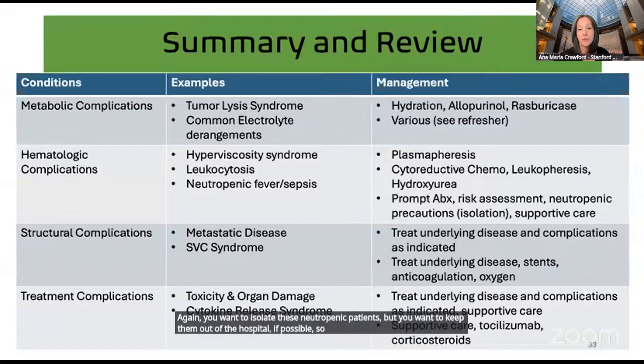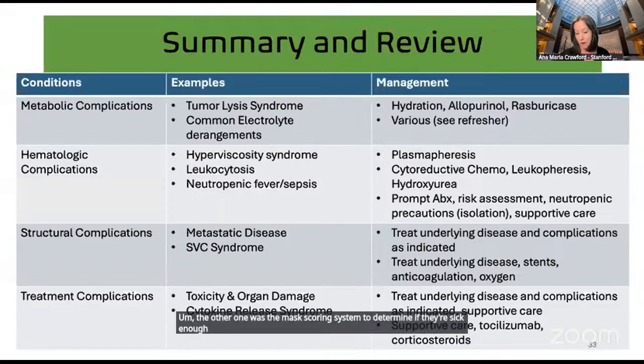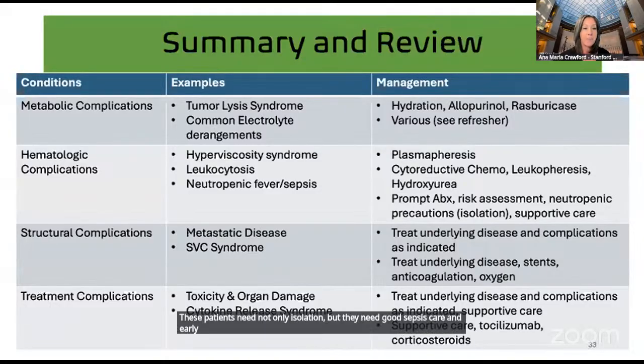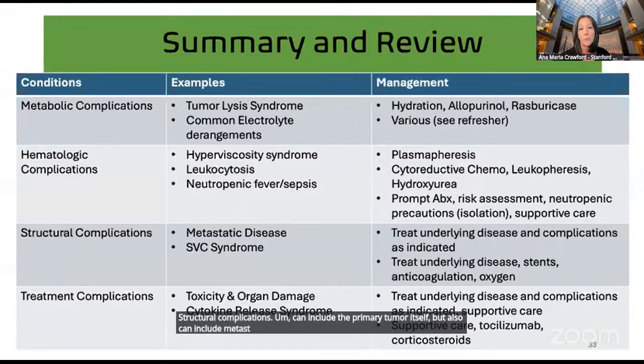So you can use your CISNI and the other one was the MASC scoring system to determine if they're sick enough to be admitted to the hospital or if they're better off at home. These patients need not only isolation, but they need good sepsis care and early antibiotics and any supportive care that's indicated. Structural complications can include the primary tumor itself, but also can include metastatic disease. You always want to treat the underlying disease and the complications as indicated.